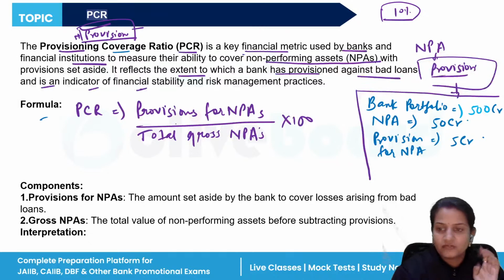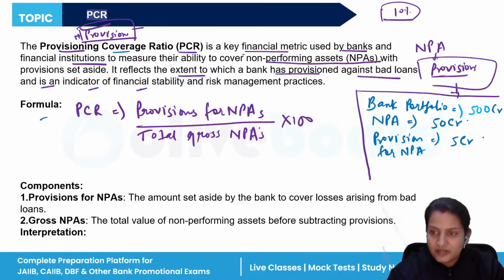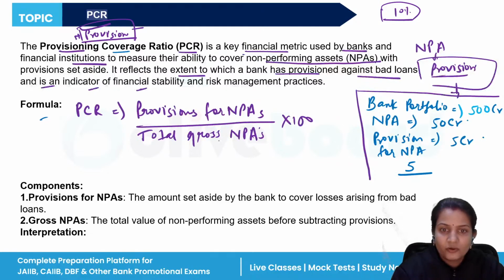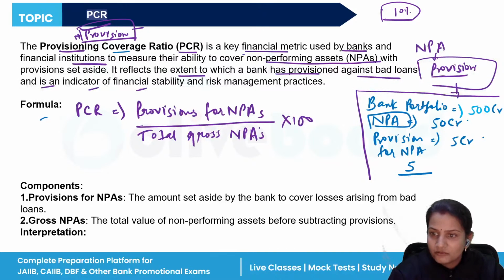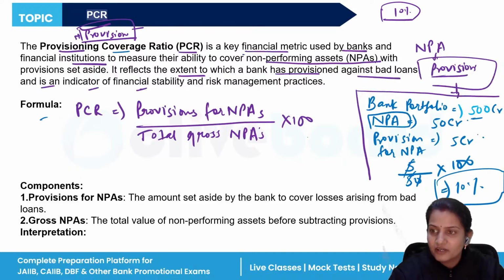So what is the ratio of that? The provisioning coverage ratio: provision for NPA. Now what is the provision for NPA? It is 5 crore. Total gross NPA is what? The NPA, this is the total 50 crore, into 100. Zero zero cancel, 5 5 cancel. So how much is left? 10%. It means the bank has made provisions of 10% related to NPA.